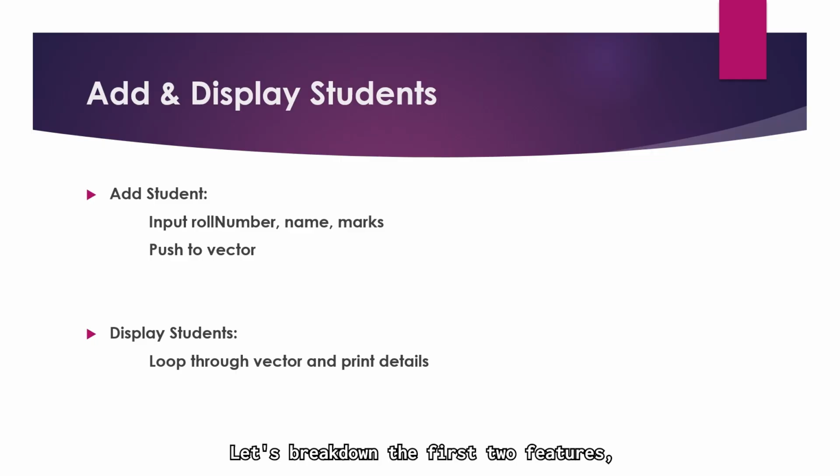Let's break down the first two features: adding and displaying students. For adding, prompt the user to enter a roll number, name, and marks. Store this data in a student struct and then push it into the vector. Displaying students is straightforward. You loop through the vector using a range-based or traditional iterator loop, printing each student's data neatly. These two operations form the backbone of your database and are the perfect place to begin your implementation.